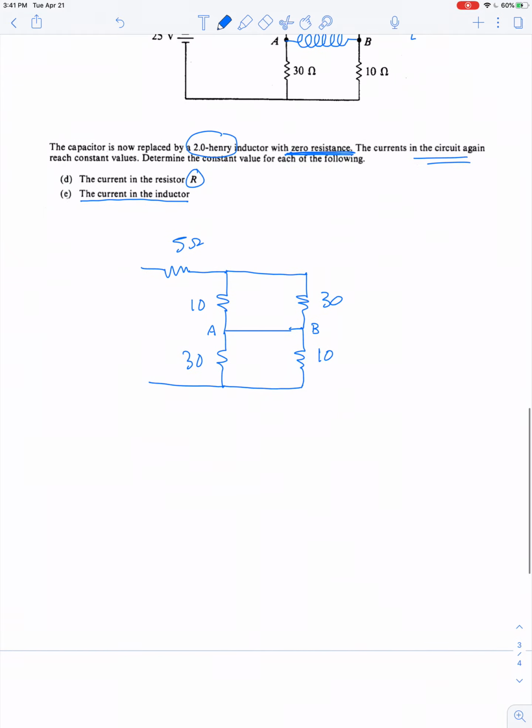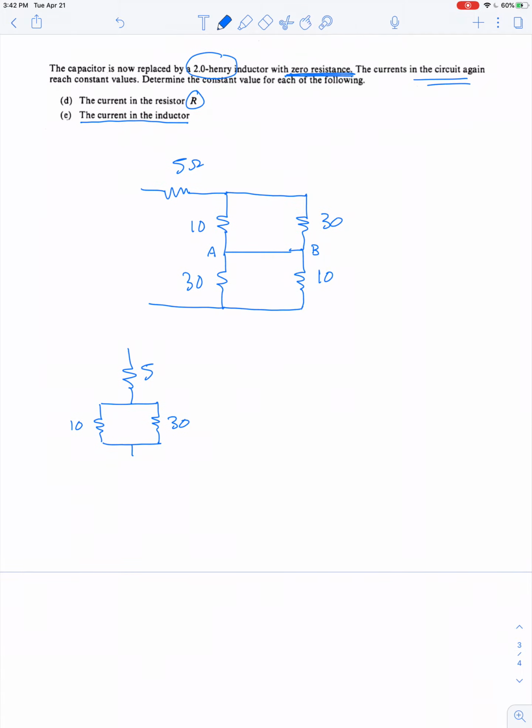So if we want, we can diagram the circuit like this. There's 5 ohms, and then that splits off to a 10 ohm and a 30 ohm resistor connected in parallel with each other, and then that's followed by a 30 ohm and a 10 ohm. These are all ohms, and then on we go, right?